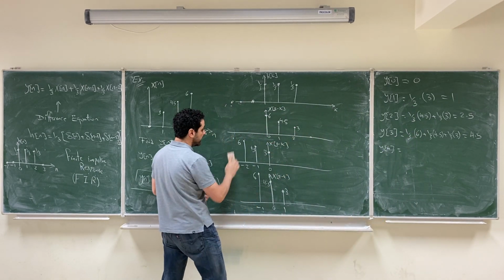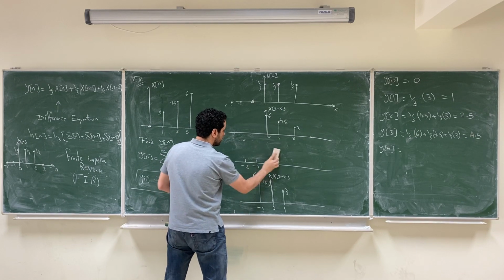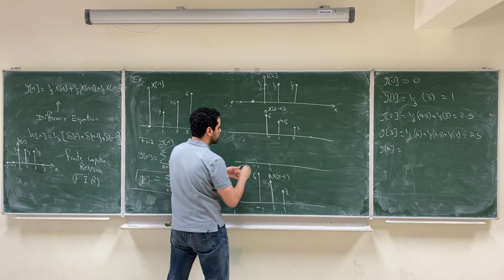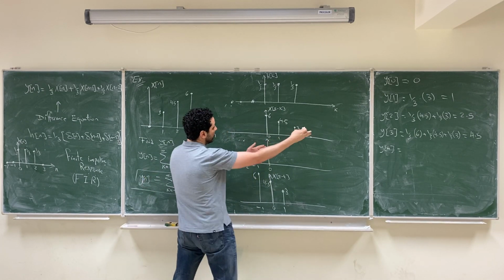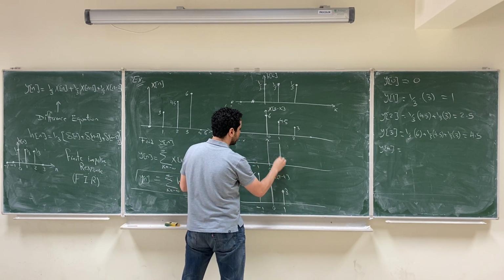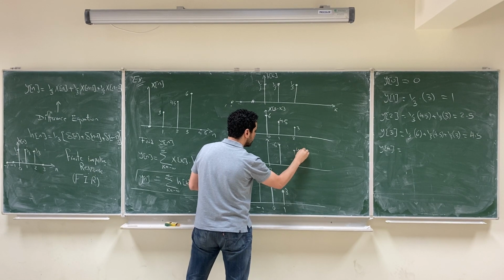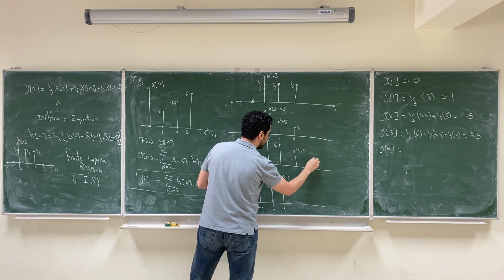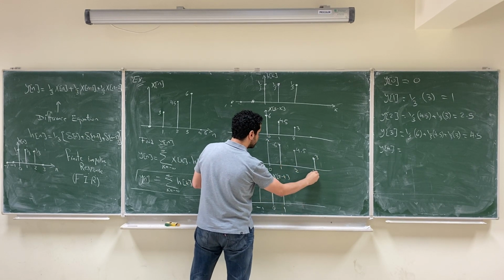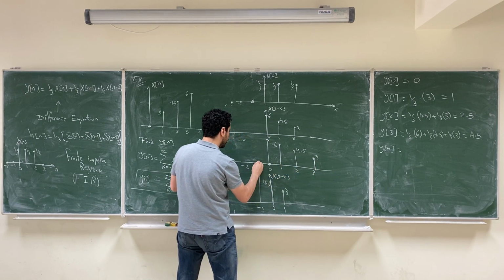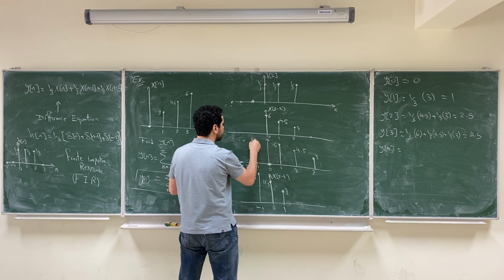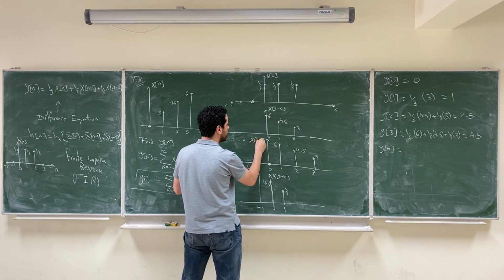Then, in order to calculate y of 4, you are going to shift x one more time to the right. So 6 will come here, 4.5 will come here, and 3 will come here. This is at 1, 2, 3, and this will be 0, 0, 0. This is x of 4 minus k.